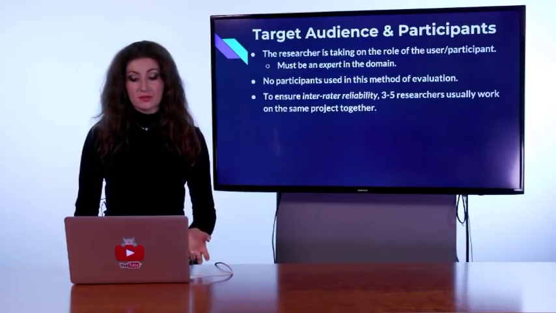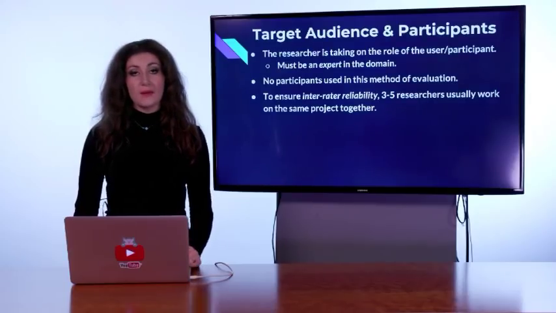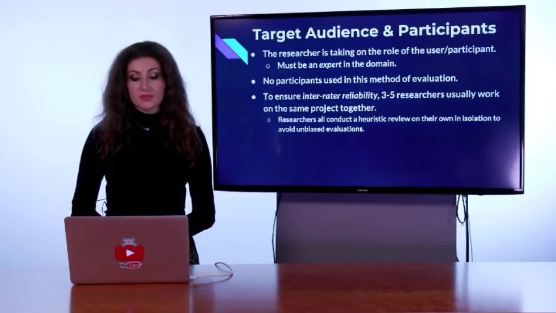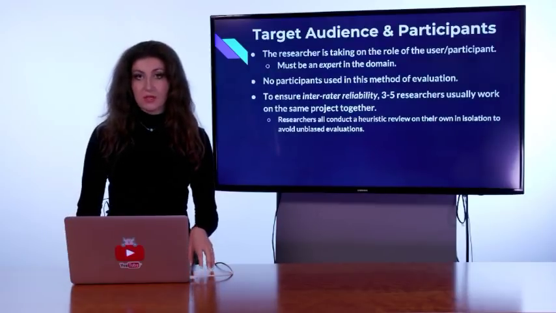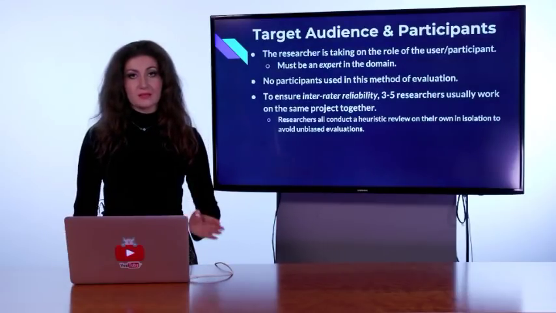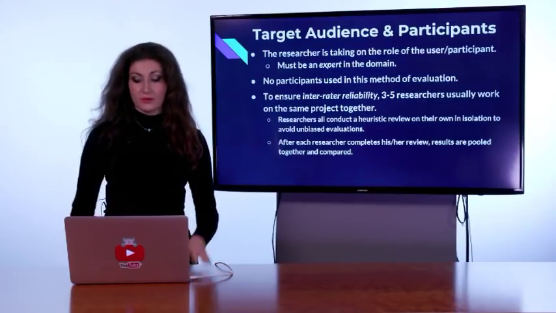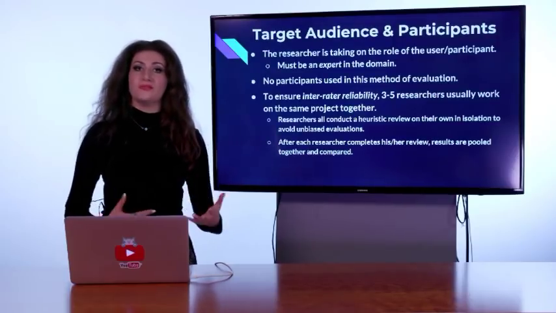Again, no participants are used in this method, but to ensure inter-rater reliability, about 3 to 5 researchers usually work on the same project together. So how this works is all the researchers conduct a heuristic review on their own in isolation to avoid any sort of biased evaluations. And after each researcher completes his or her review, then they meet and they pool their results together and compare who had found what.